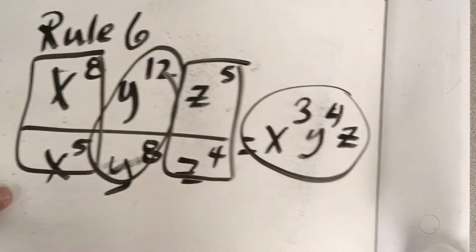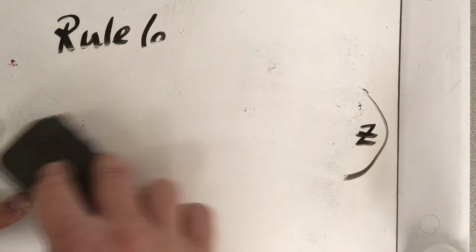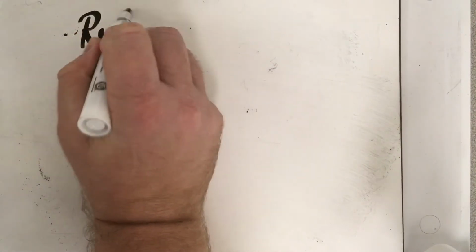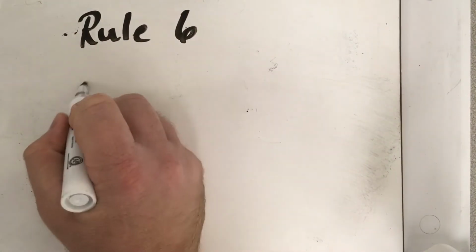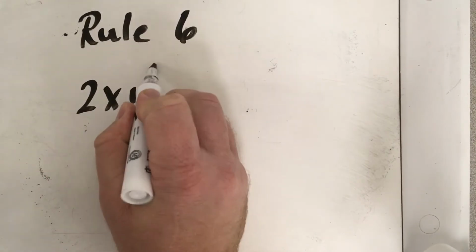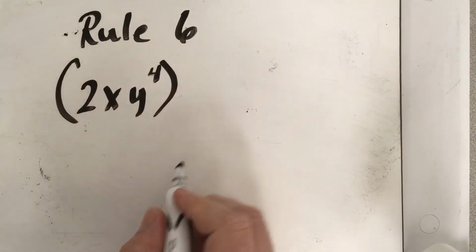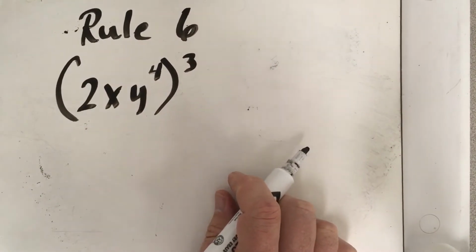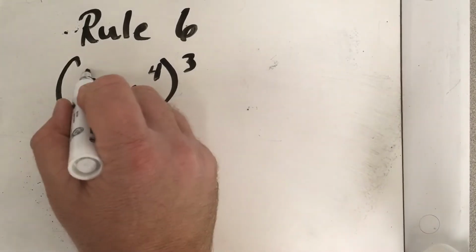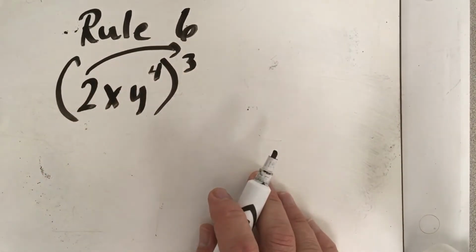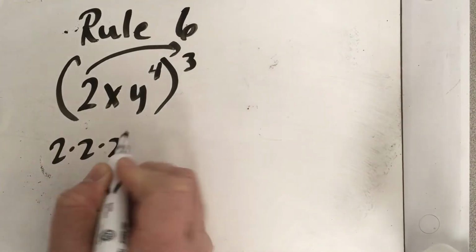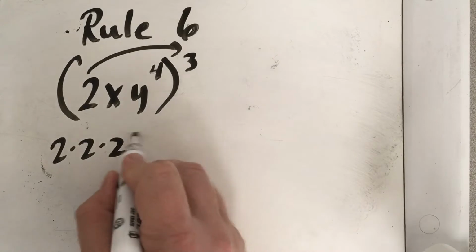One more chain rule where you're using other rules, but you're putting it together with several bases. Still rule 6. Let's say you had 2x y to the 4th, and all of that was being raised to the 3rd power. Well, let's start with 2 to the 3rd. You've known how to do that for a long time, so don't reinvent that. 2 to the 3rd is 2 times 2 times 2, which is 8.